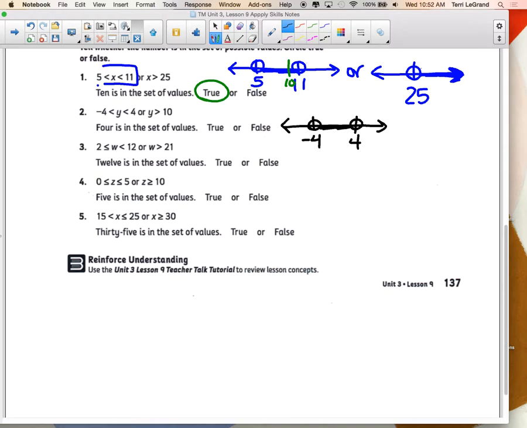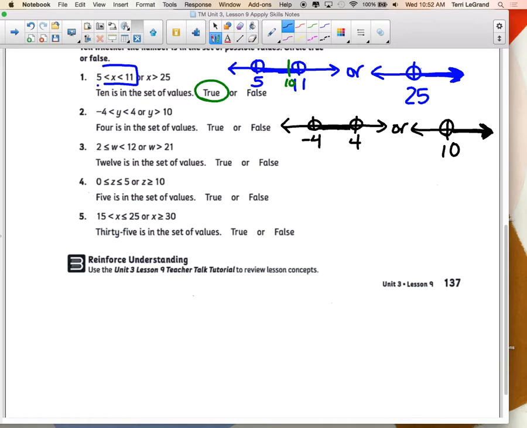Okay. And then our other one is a simple inequality. It only has one endpoint. Is 10 going to be shaded in? No? Okay, and we're going to shade to the right. Well, now that we have our graph set up, that should make it easier for us to check to see if 4 is in the set of values.